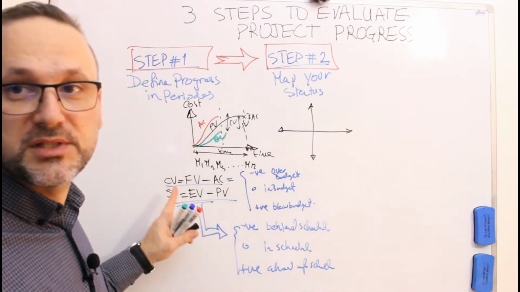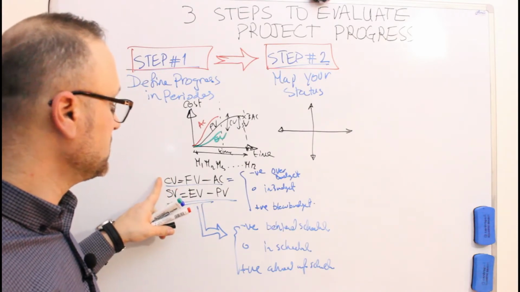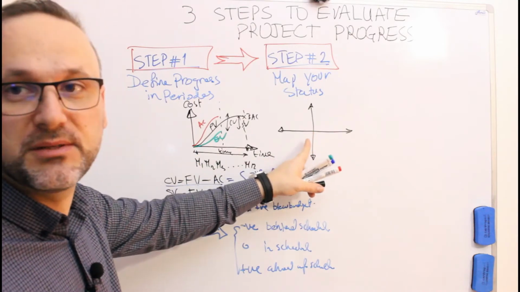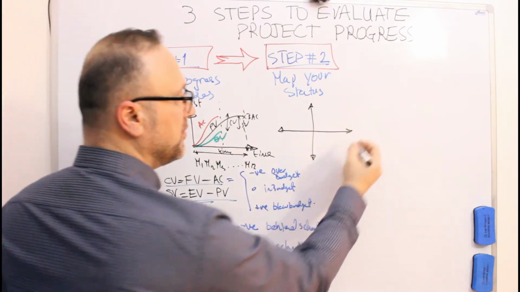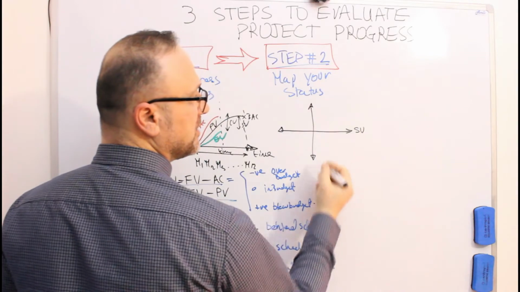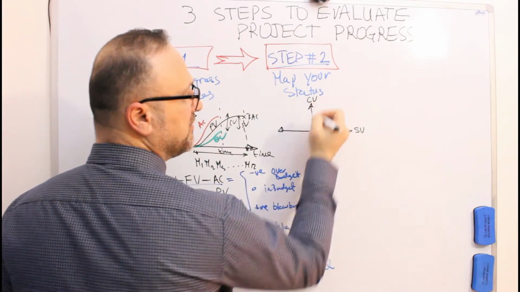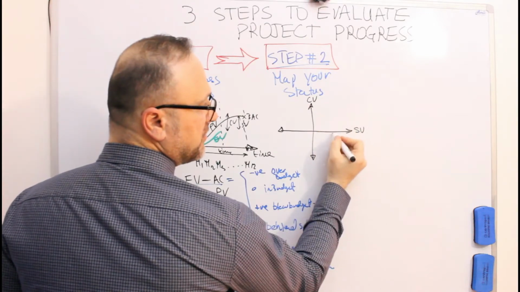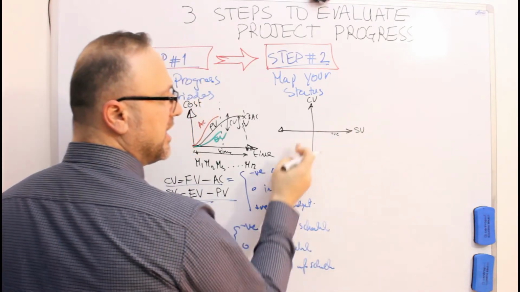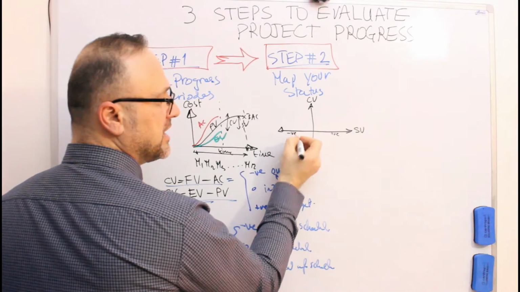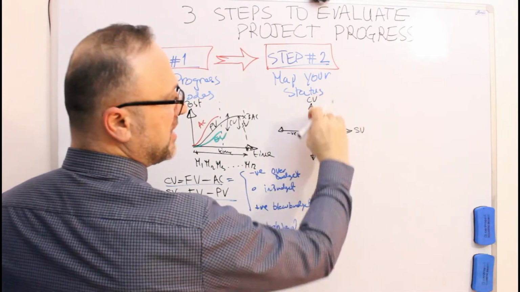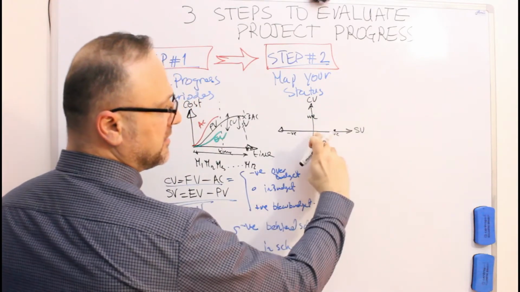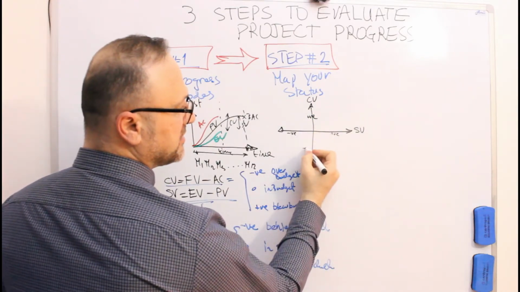We will start mapping the cost variance and the schedule variance for each and every month in this simple graph. Put here the schedule variance, put here the cost variance. So in this area, you have the schedule variance positive. In this area, you have it negative. In this part, you have the cost variance positive. And in this part, you have the cost variance negative.